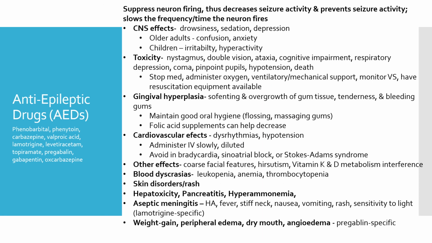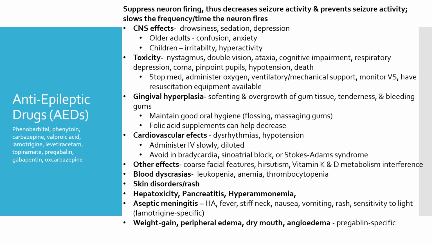And then we have antiepileptic drugs. These are going to include phenobarbital, phenytoin, carbamazepine, valproic acid, lamotrigine, levetiracetam, topiramate, pregabalin, gabapentin, and oxcarbazepine. These are going to suppress the neuron firing, thus decreasing seizure activity. By doing so, it is also slowing the frequency of the neurons firing, therefore less likely to develop into a seizure.